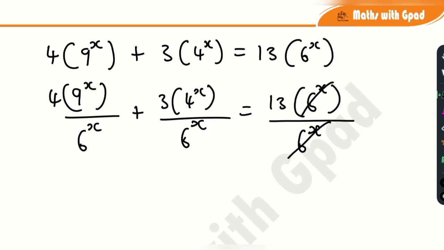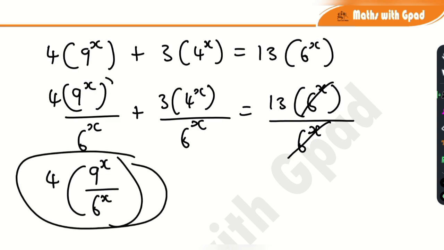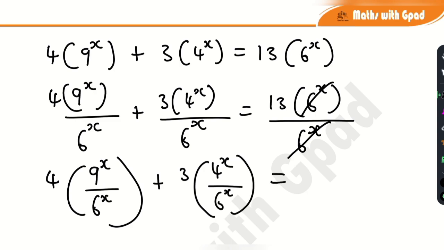Now what about this? Let me group this one here like this. I'm going to have 9 raised to the power of x over 6 raised to the power of x. Of course, you can do that because if you multiply this, you get this back. All right. What about the second term? Yeah, sure, we'll do the same thing. So 3 bracket 4 raised to the power of x over 6 raised to the power of x close bracket is equal to what now?